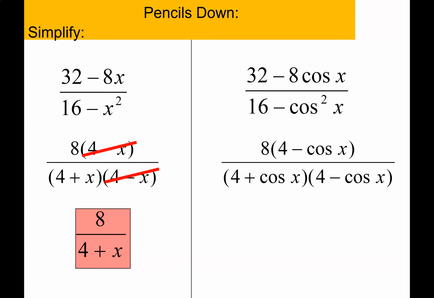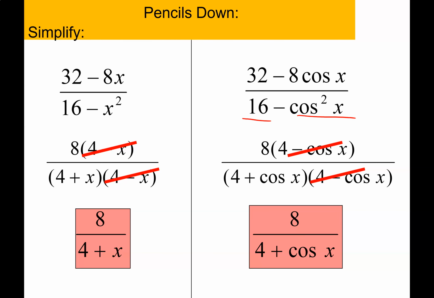Just like with the previous one, you would want to factor out whatever you had in common. Here I factored out an 8, so I was left with 4 minus cosine x. In the denominator, I noticed that this was also differences of two perfect squares, and so I was able to put it in that special pattern there. Just like in the past, cancel out whatever you have in common in the numerator and denominator. And so your final answer here would be 8 over 4 plus cosine x. Beautiful.